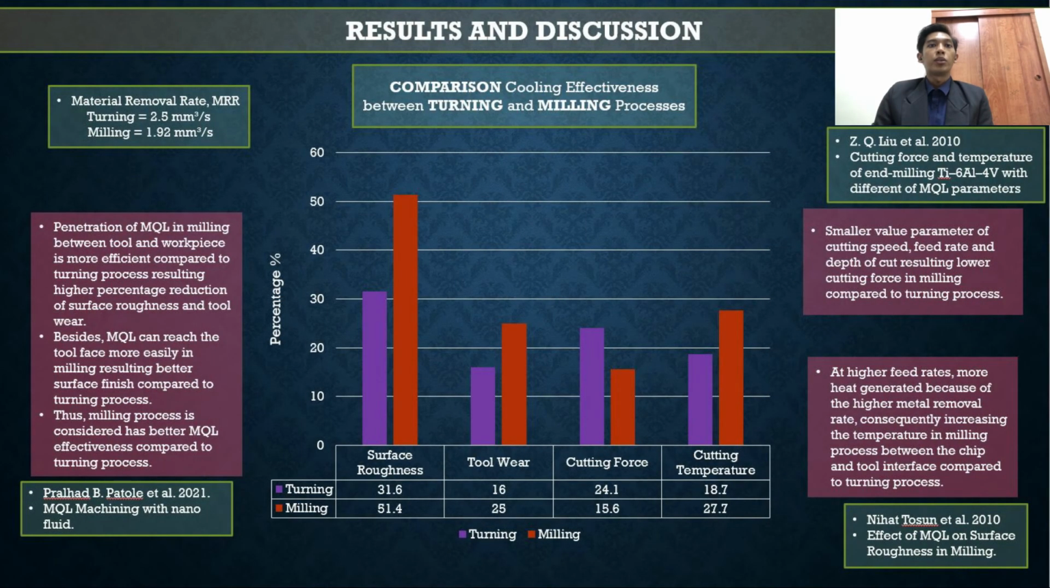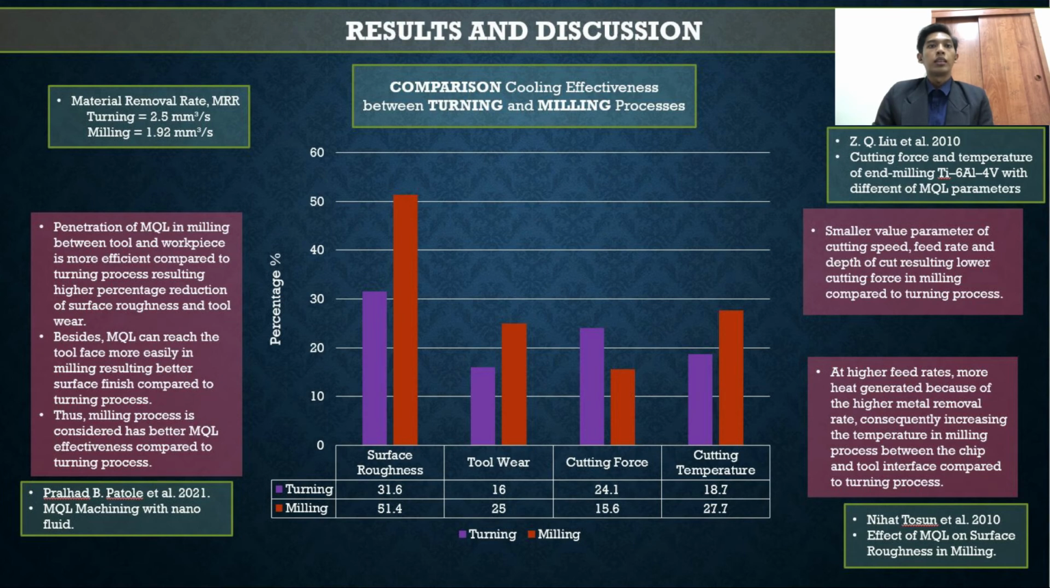So this slide is about the comparison of cooling effectiveness between turning and milling. But before we compare both results, the material removal rate, MRR, between milling and turning processes in both experiment results is about similar, so it is considered comparable. As we can see, the percentage of surface roughness and tool wear in milling is higher than in the turning process.